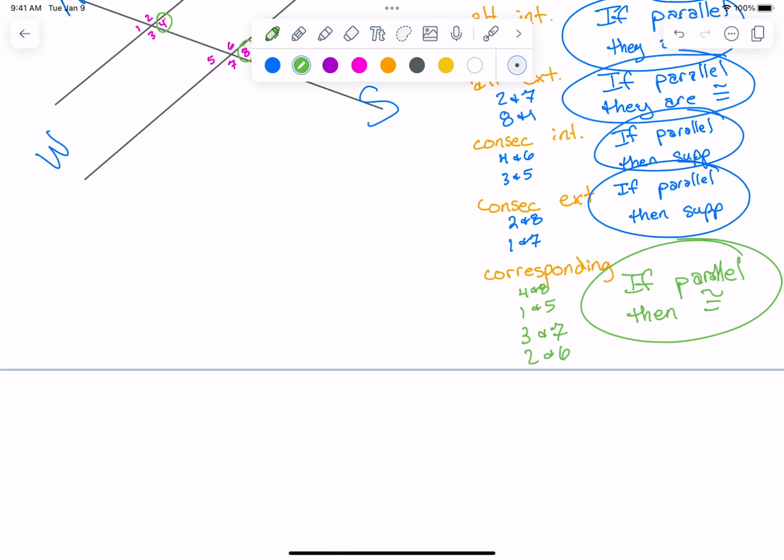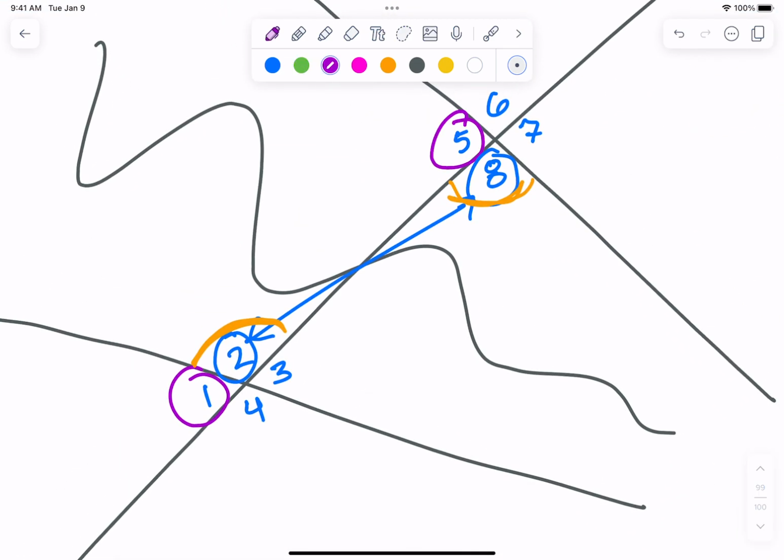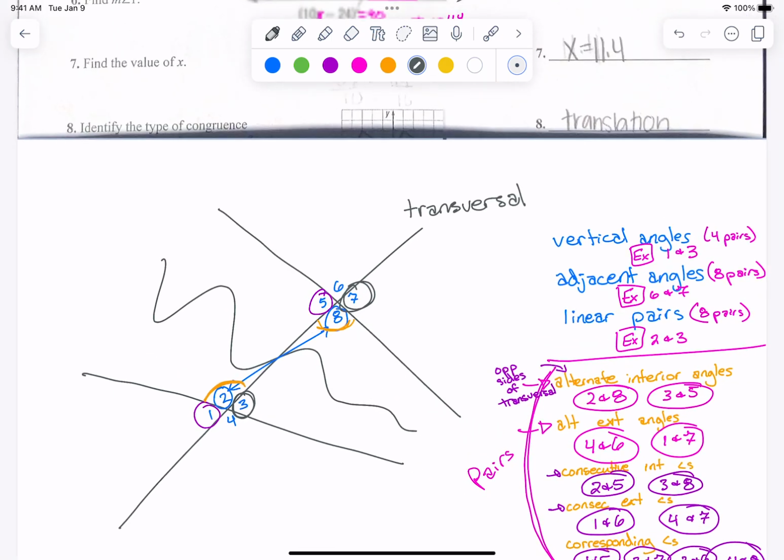P-A-R-A-L-L-E-L. Okay, now let me go back up to the beginning diagram. The ones that are corresponding there are like angle 3 and angle 7. If the lines are not parallel, are they the same measure? No, only if they are parallel.